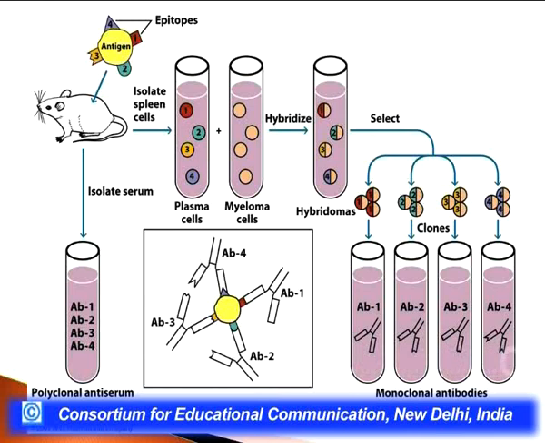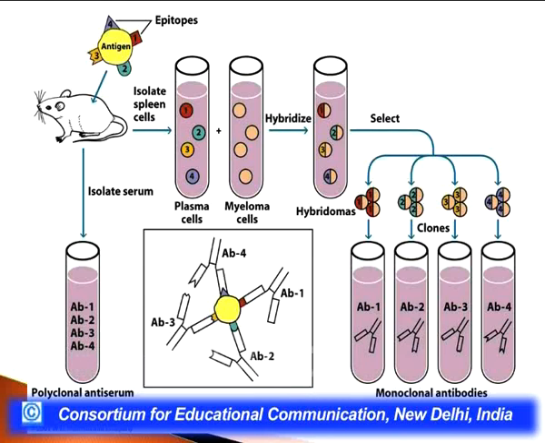Now, if we directly isolate the serum from this rat, this would be a polyclonal serum. Now, if we isolate the spleen and make sure that there are plasma cells, and these plasma cells are further bound to the myeloma cells to give it immortality and undergo hybridization to get hybridomas, and then further selection is done, we will be able to get monoclonal antibodies separately, AB1, AB2, AB3, AB4.